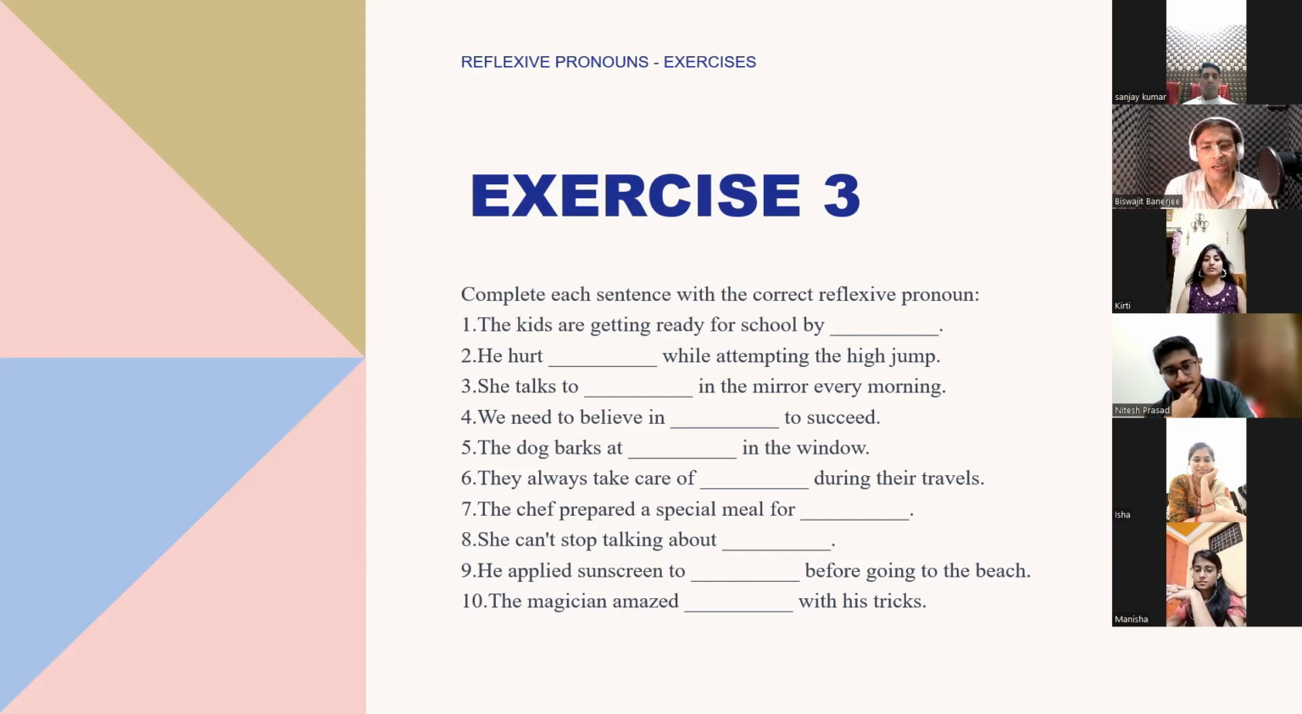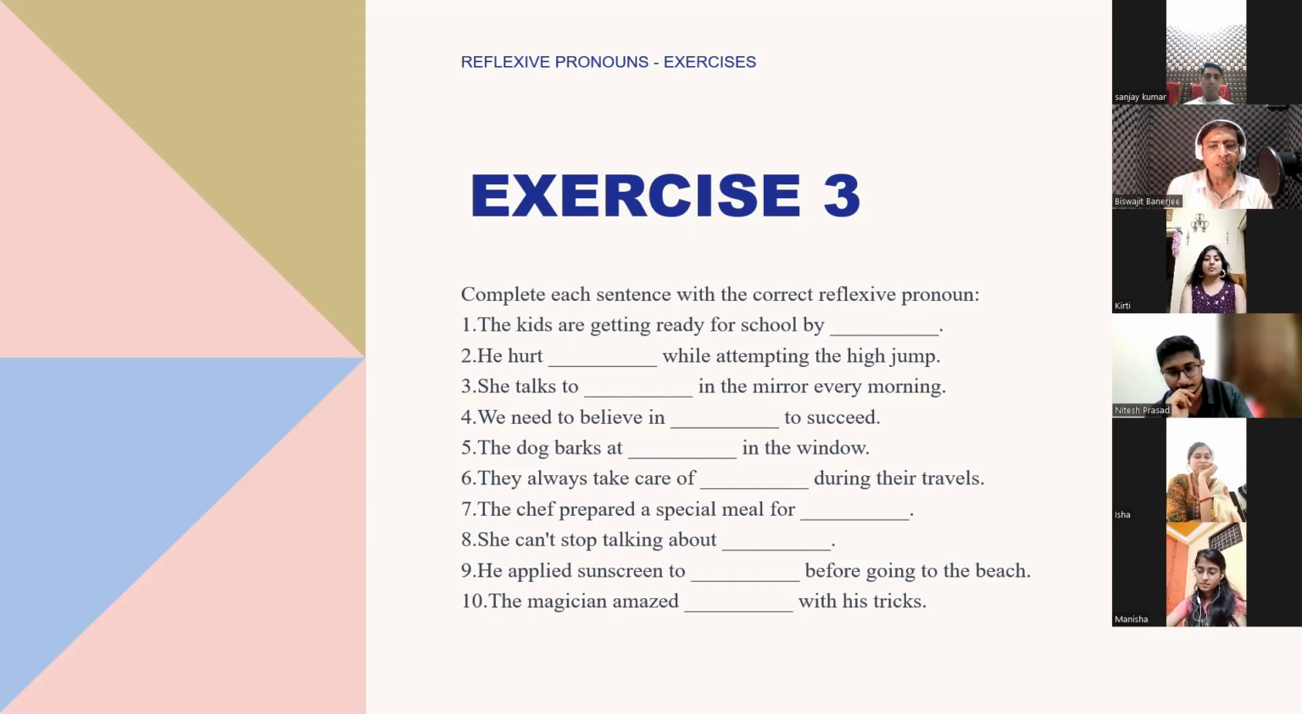Okay. Manisha, the chef prepared a special meal for dash. The chef prepared a special meal for himself or herself. Absolutely right. Both himself and herself will be correct. All right, Lekha. She can't stop talking about dash. She can't stop talking about herself. Absolutely correct. She can't stop talking about herself. Well done.